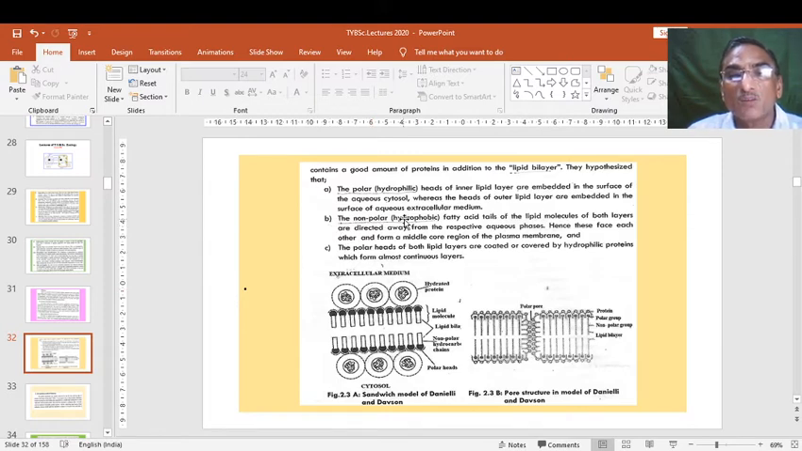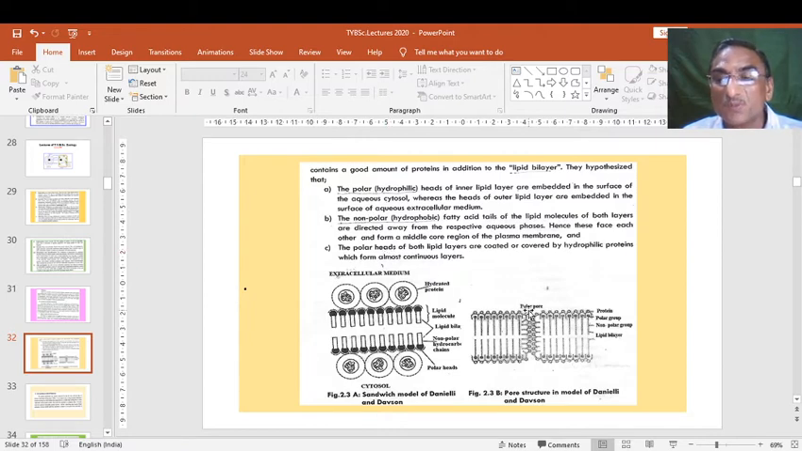Second, the non-polar or hydrophobic part is made of fatty acid molecules, the tails of lipid molecules of both layers, and they are directed away from the respective aqueous phases. And hence, these face each other and form a middle core region of the plasma membrane. Then the third one is the polar heads.